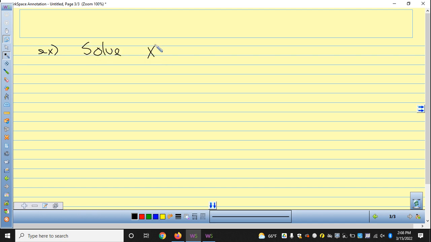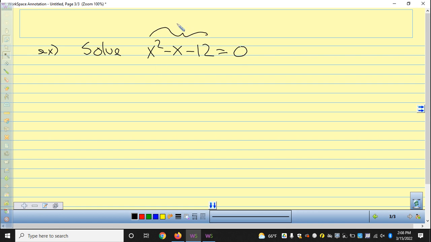We want to solve x squared minus x minus 12 equal to 0. So solve means figure out what x is. I have my equation equal to 0. That's good. To solve this, I'm going to factor this quadratic. A is positive 1, B is negative 1, and C is negative 12.